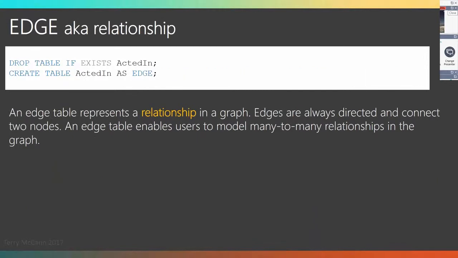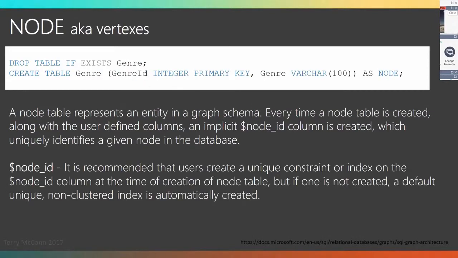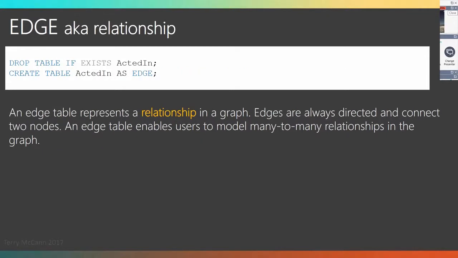Now, to create our edges, it's slightly different. What I have here is CREATE TABLE acted_in AS EDGE, but what I'm missing from this one is the declarations. I'm not saying create me a genre ID, I'm not saying create me a genre, I'm just saying create me a table as an edge. What this is going to do is create a basic edge table, which will want to receive the from node and the to node. So where am I going from and where am I going to? How am I connecting two nodes together?